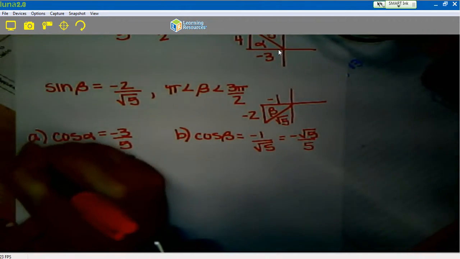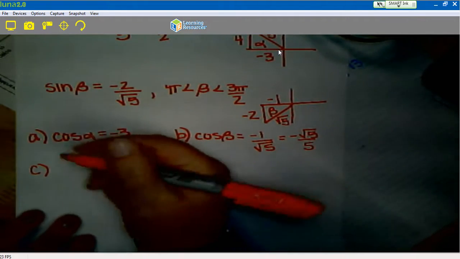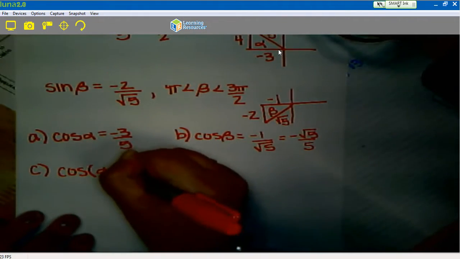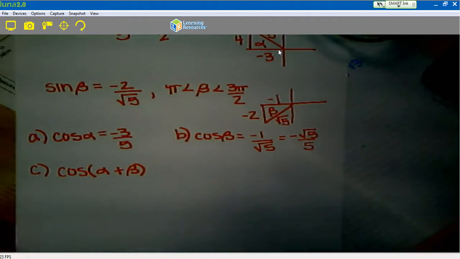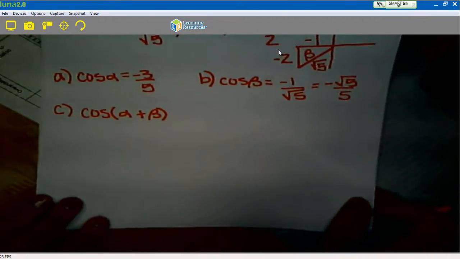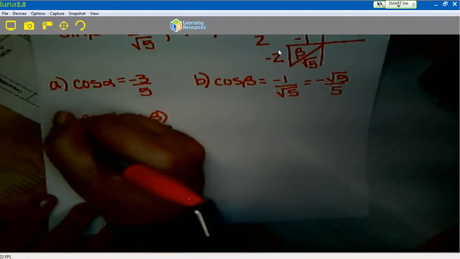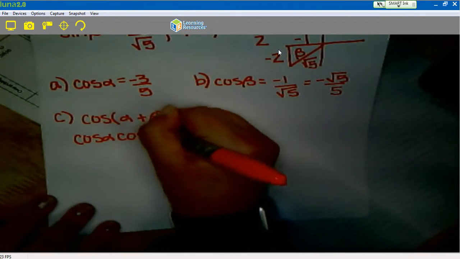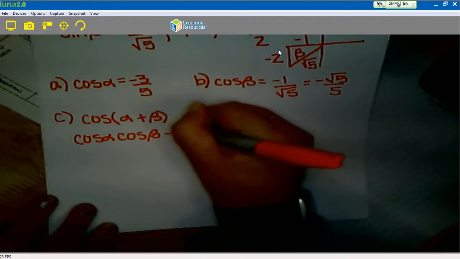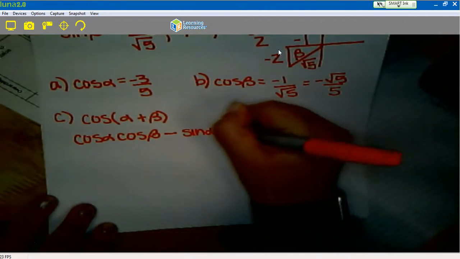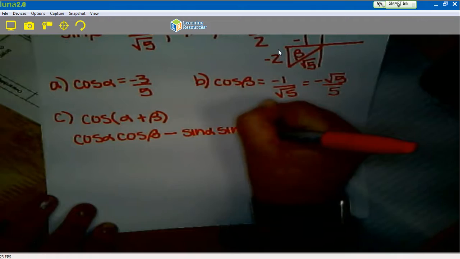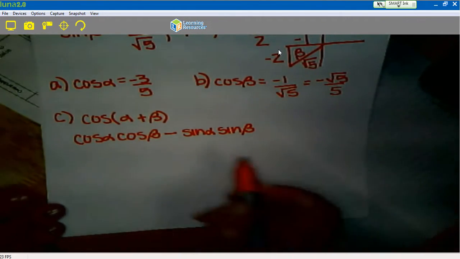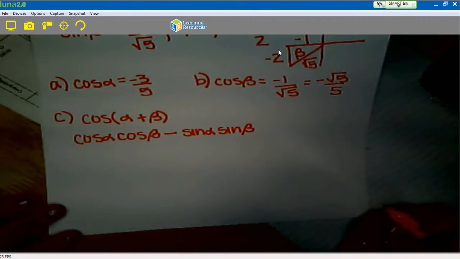Part C is asking us to find the cosine of alpha plus beta. So we can go ahead and expand that out. Cosine alpha, cosine beta, minus sine alpha, sine beta. Now we're just going to take our ratios and plug them into the appropriate place.